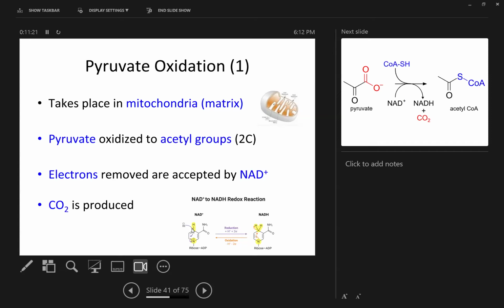Yep, a carbon gets removed and it leaves as carbon dioxide. Wait, so the carbon gets removed and it leaves still as carbon? As CO2, as a gas. Yeah, so you take your 3-carbon molecule pyruvate and you're going to remove one of those carbons. That carbon leaves as CO2. So every time you breathe out, one of those could be from pyruvate oxidation. Yep, there's 2 carbons left, which means it's an acetyl group.